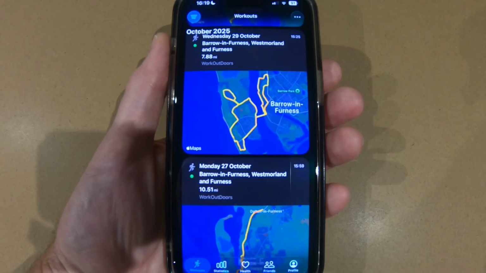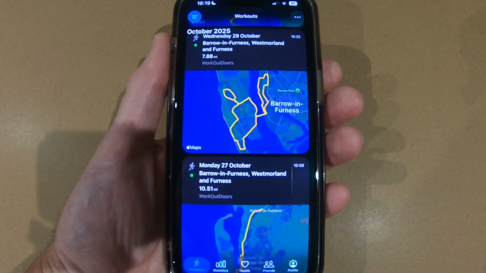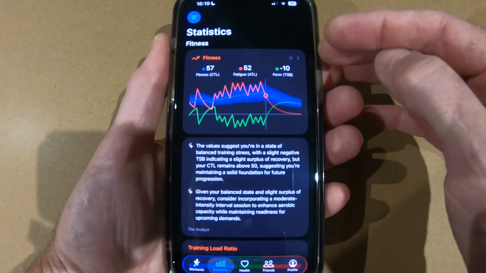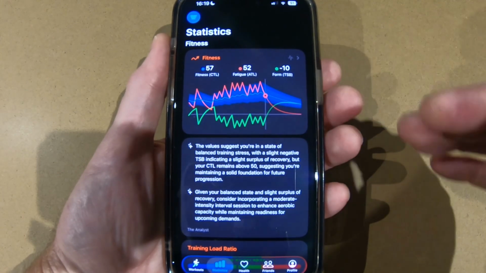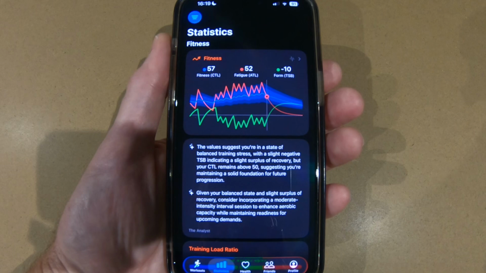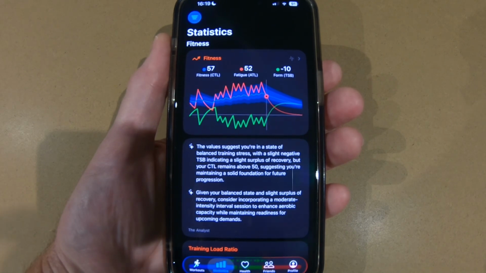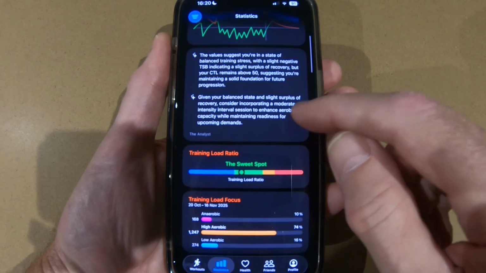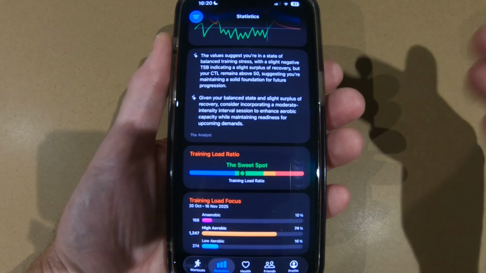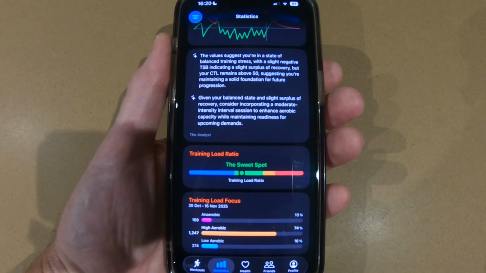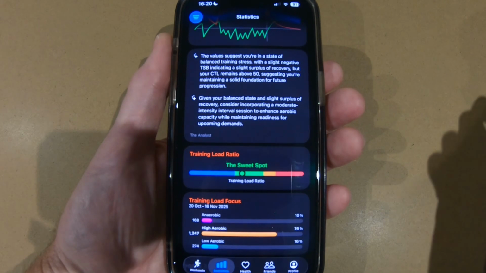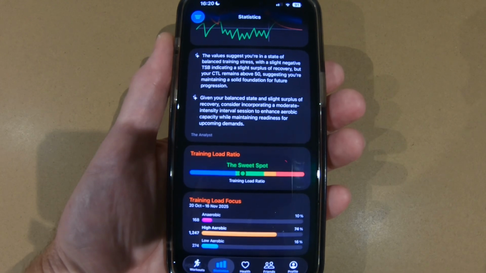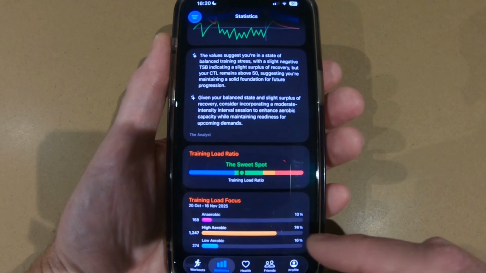If we move on to the second tab, so that was the workouts tab, we'll now go on to the statistics tab. What this shows us is our fitness. A lot of these things I don't understand, but this is your fitness level against your fatigue and your form. What's quite helpful is there's a little AI section here, which tells you a little bit more, gives you more of an insight, and tells you whether you should be pushing yourself harder or whether you need to pull back a little bit and take things easier. So I find that quite useful.